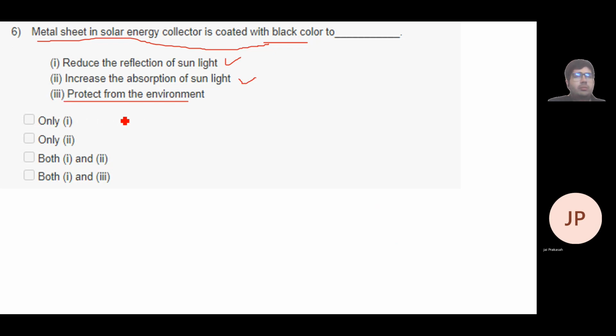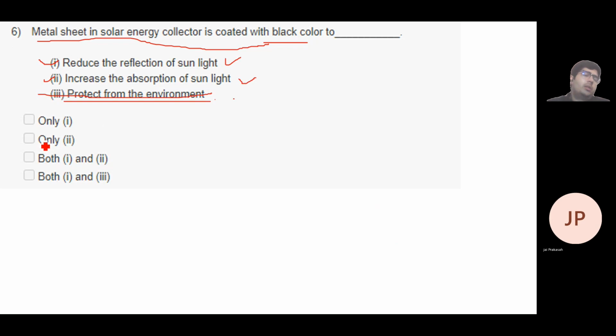Protect from the environment. We have covered many slides, the various aspects of solar radiation, and we have also seen the solar radiation spectrum and the black body spectrum. But there was no place in which we covered using the black color to protect from the environment. This option is incorrect. So the correct statements are statement 1 and 2.